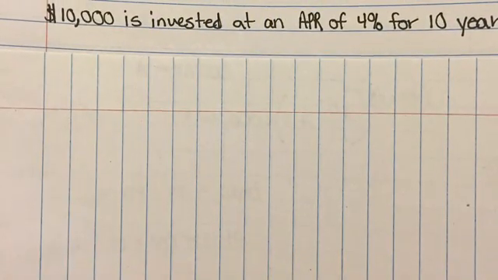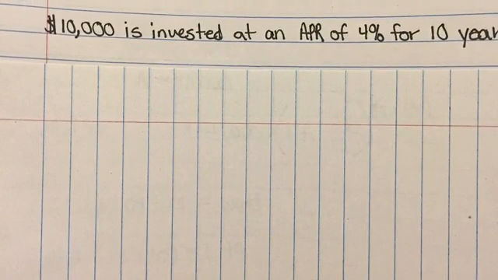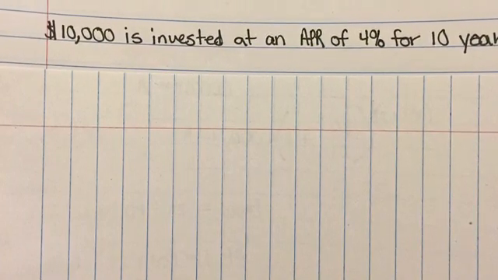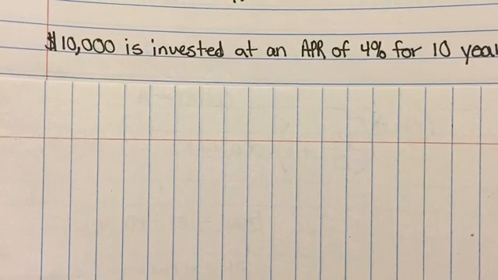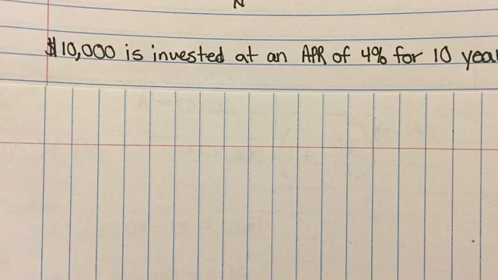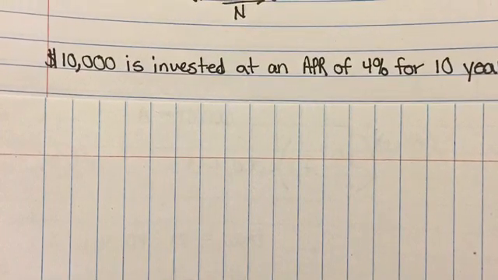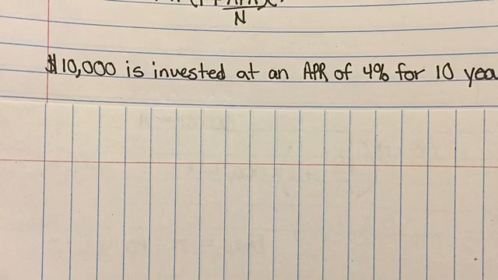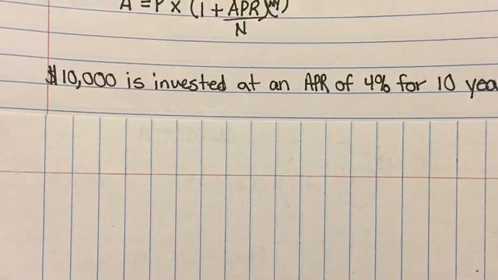P equals $10,000. APR is 4%, which translates in decimal to 0.04. Compounded 12 times in a year, for 10 years.